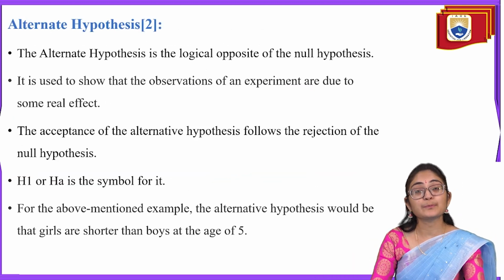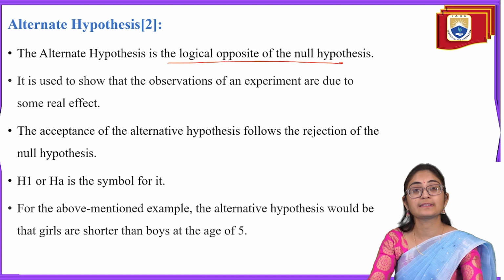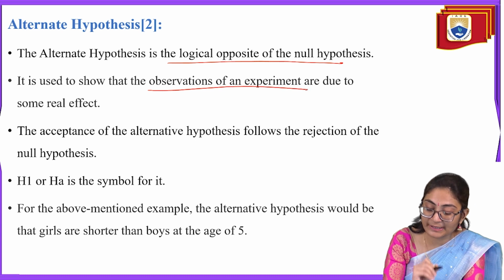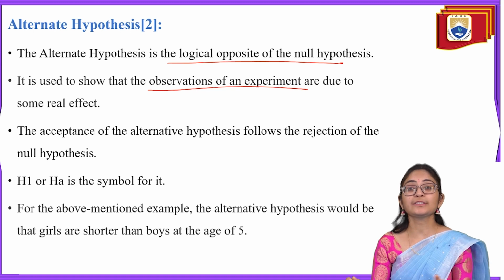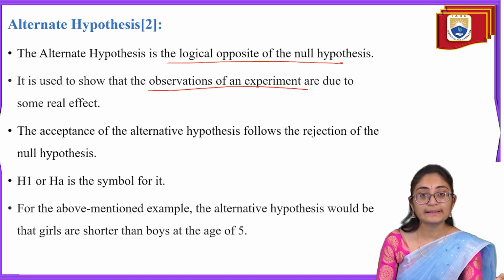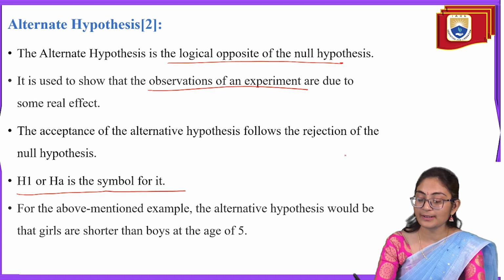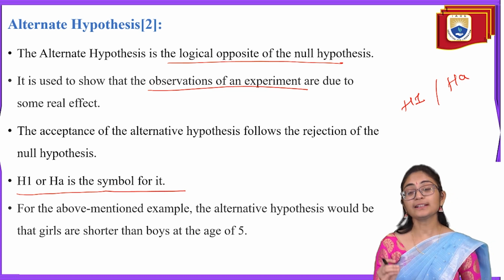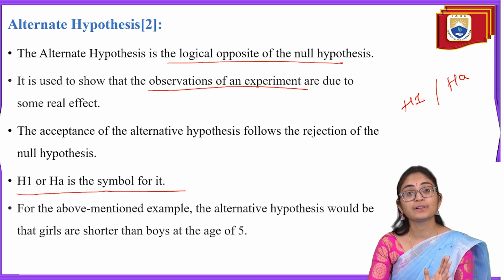Then the alternate hypothesis. The alternate hypothesis is a logical opposite of the null hypothesis. It is used to show that observations of the experiment are due to some real effect. The acceptance of the alternative hypothesis follows the rejection of the null hypothesis. H1 or HA is the symbol for it. For the alternative, we can show it as H1 or HA. And the alternative hypothesis would be that girls are shorter than boys at the age of 5.